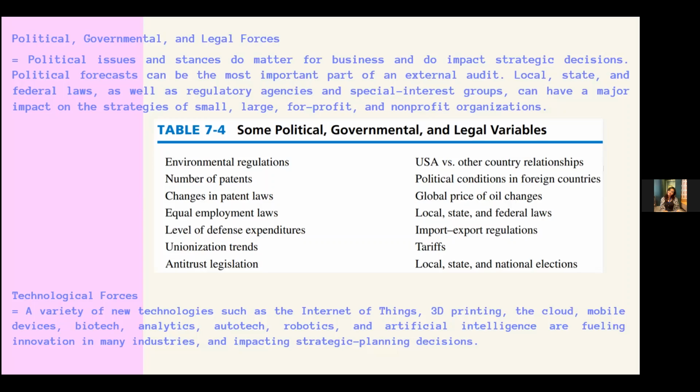And about the technological forces, a variety of new technologies such as the Internet of Things, 3D printing, the cloud, mobile devices, biotechnology, analytics, auto technology, robotics, and artificial intelligence are fueling innovation in many industries and impacting strategic planning decisions. Next slide, please.